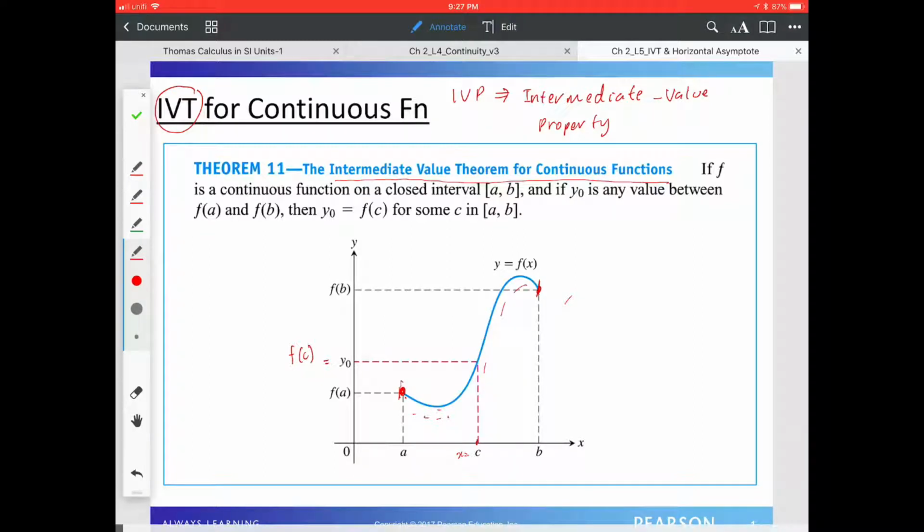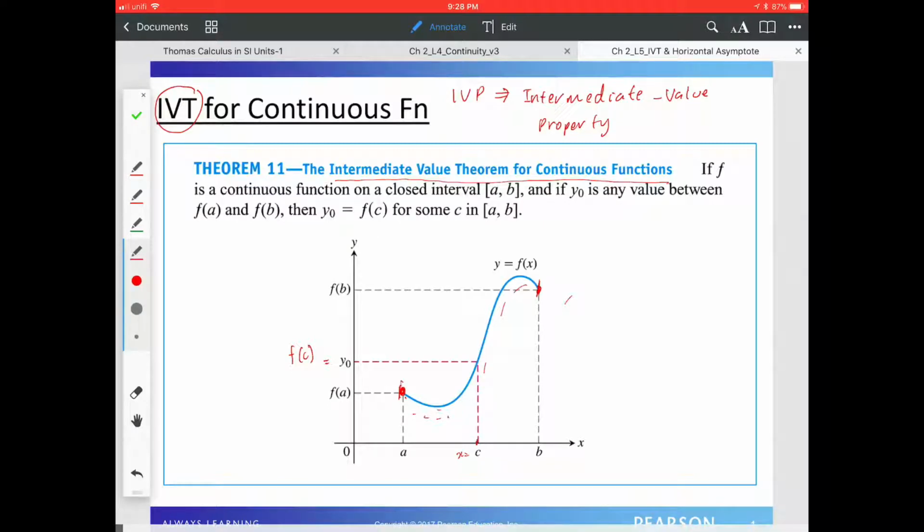That is just to summarize what the intermediate value theorem is. I repeat: if we have a continuous function and it takes two values at the ends of its domain, a and b, it also takes all the values in between, the intermediate values, meaning the values in the middle.